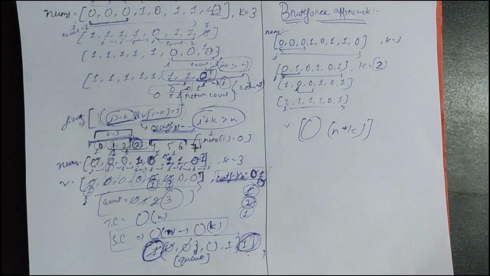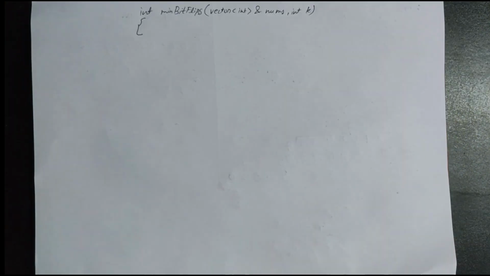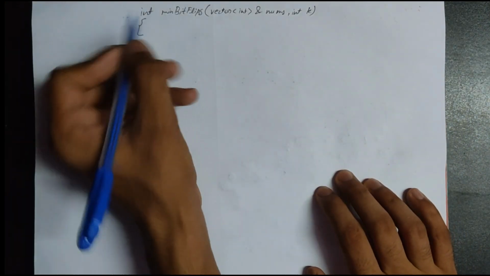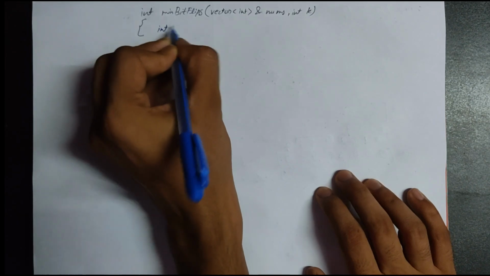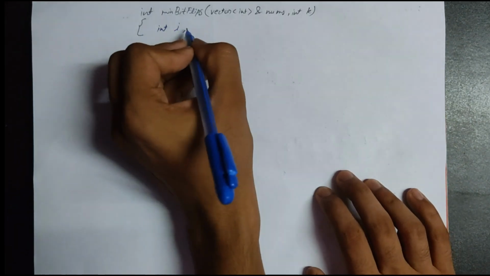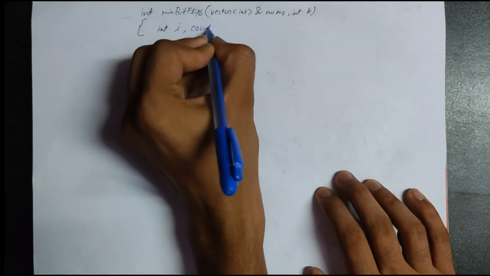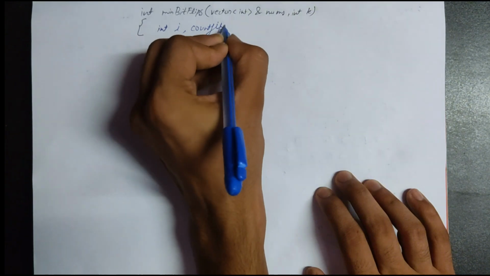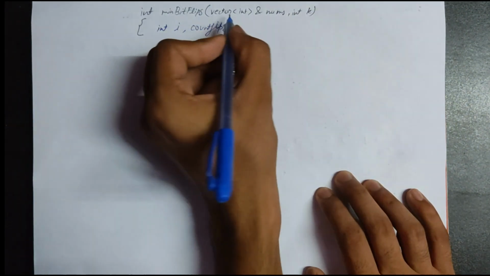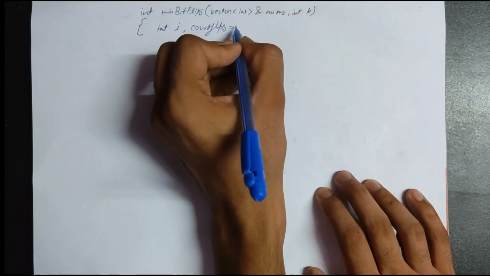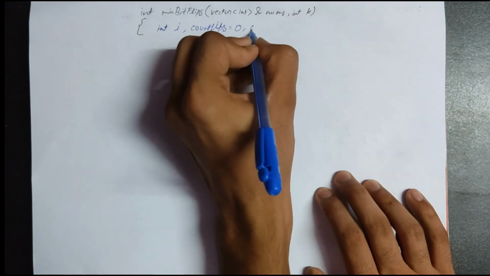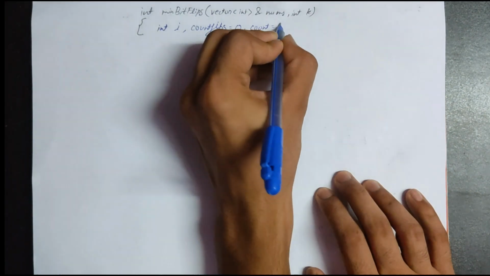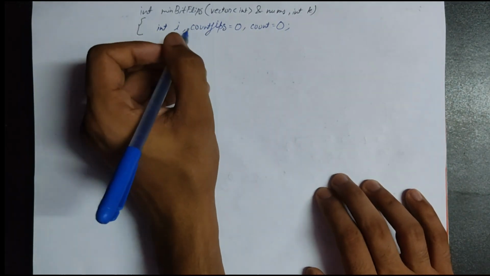Okay, so let's simply write the code. Let's first declare some variables. So I will use i for iterating. Count flips we will use to store the value of the flips which are toggled. Okay, and the overall count that we have to return. Okay, only these 3 variables.